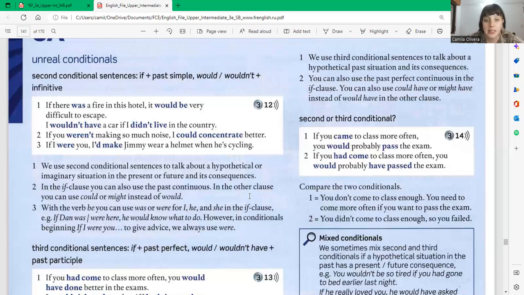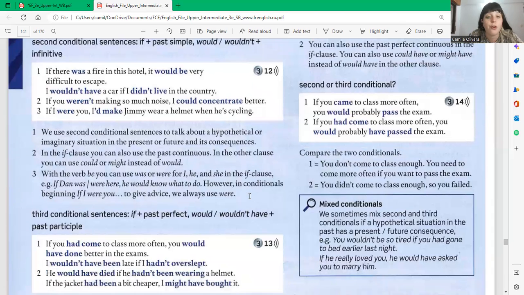We use second conditional sentences to talk about a hypothetical or imaginary situation in the present or future and its consequences. With the verb be, you can use was or were for I, he, she in the if clause: if I was or if I were. So these are interchangeable when we are using the second conditional. However, in conditionals beginning "if I were you", to give advice, we always use were.